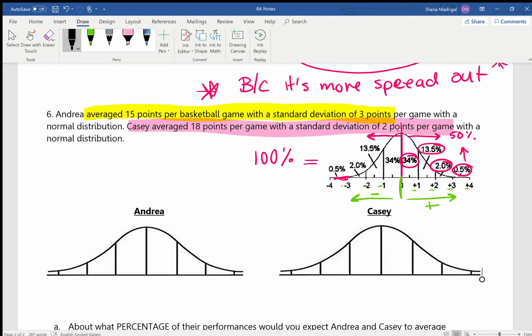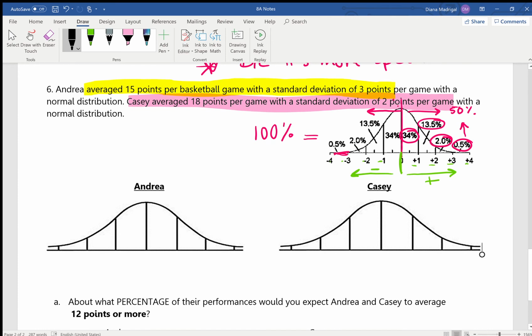In order for you to fill in the percentage, you need to fill in the graphs first. The average will always be the middle number, the center, right? Because we're learning about the center of data. So that is the center. This is 15 points. Standard deviation, remember I told you, is right here. Move to the right, you add. Move to the left, you subtract.